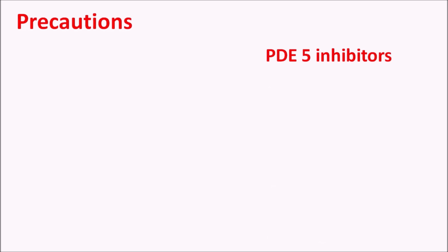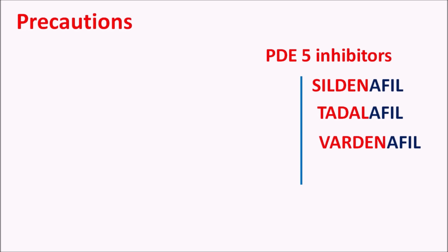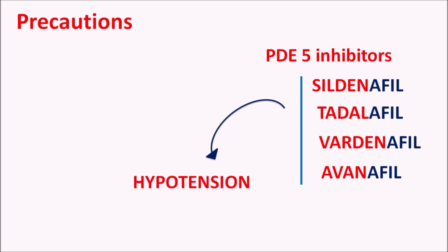Another important drug interaction is observed with phosphodiesterase type 5 inhibitors. We have drugs like sildenafil, tadalafil, vardenafil, avanafil. All these are phosphodiesterase type 5 inhibitors. They are used for treatment of erectile dysfunction as well as pulmonary hypertension. So these drugs mainly produce hypotension as an important side effect.